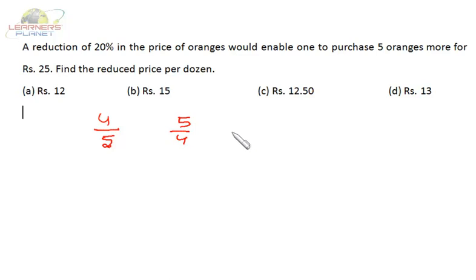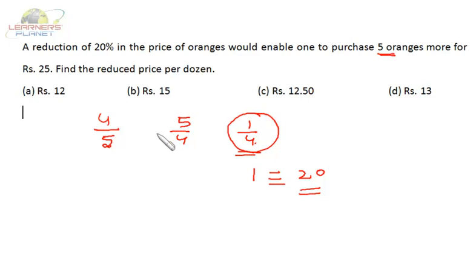So what is extra? It's 1 by 4 extra, isn't it? Now this 1 by 4, which is extra, he is able to purchase 5 oranges more. That means 1 by 4 is 5, so 1 is equivalent to 20. So initially he was able to purchase 20 oranges for rupees 25. Now he can purchase 20 plus 5, 25 oranges for the same amount. That means for rupees 25 he is buying 25 oranges, so that orange is 1 rupee per piece.